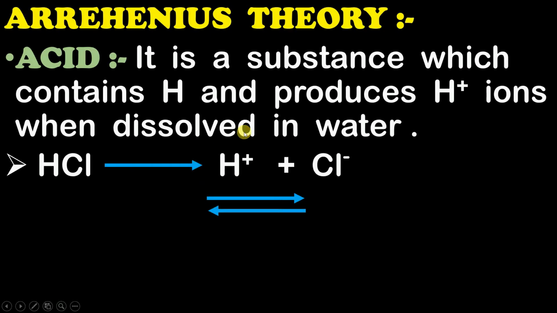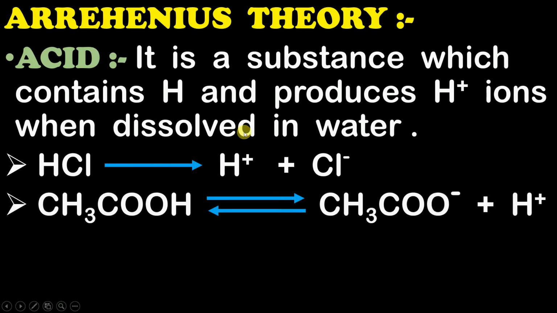The next example is acetic acid, CH3COOH. When you dissolve this acetic acid in water, it is going to give us CH3COO minus ion plus H plus ion. So here also you can see that this acetic acid is giving us H plus ions, and as it is giving us H plus ions after dissolving it in water, therefore your acetic acid becomes an acid.